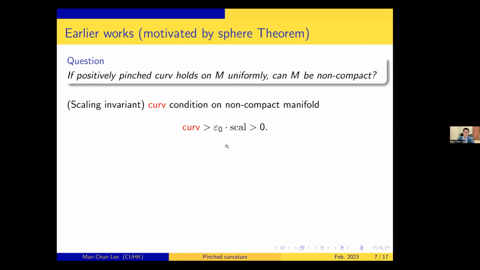Okay. So instead of stating it in the way of only PIC1 pinching, I state it in this way. By uniformly positively pinched, I mean whatever curvature you are imposing, we require the curvature to be strictly bounded from below by some small epsilon times the scalar curvature. Okay, the reason why we impose this condition is, first of all, that this is a scaling invariant condition. Okay. Secondly, for a compact manifold, it is automatically true because if the manifold is compact and the curvature is positive, then of course we can insert the scalar curvature in between. Okay.